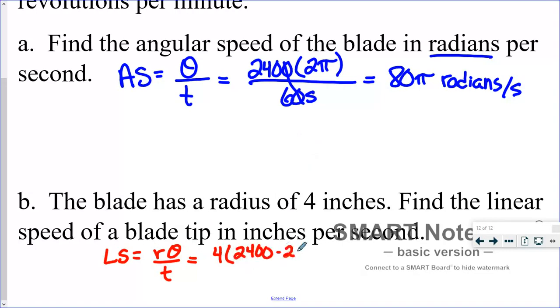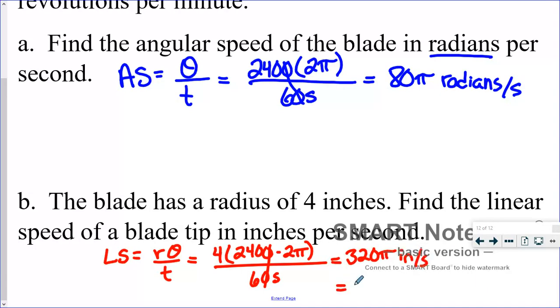So this is 2,400 times 2 pi. Again, per second, it told us revolutions per minute, and we know that there are 60 seconds in a minute. So 2,400 divided by 60 is going to be 40. 40 times 4 is 160, times 2 is 320, so 320 pi, and that's going to be inches per second.